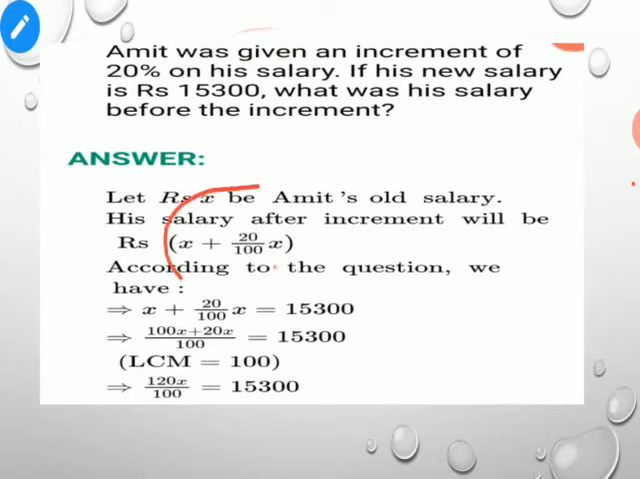So his new salary will be what? x plus 20 upon 100x. Now according to the question, his new salary is given, x plus 20 upon 100x is equal to 15,300. Now you all know how to solve a linear equation. So take the LCM here and then solve it. It will be 100x plus 20x upon 100 is equal to 15,300.